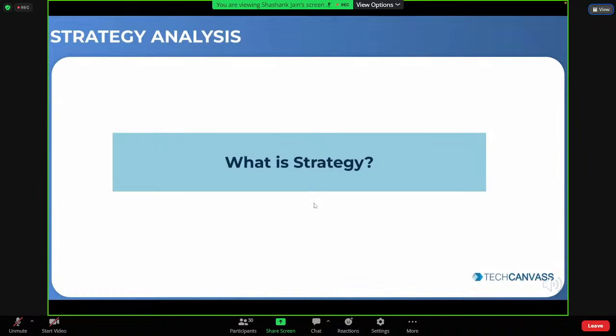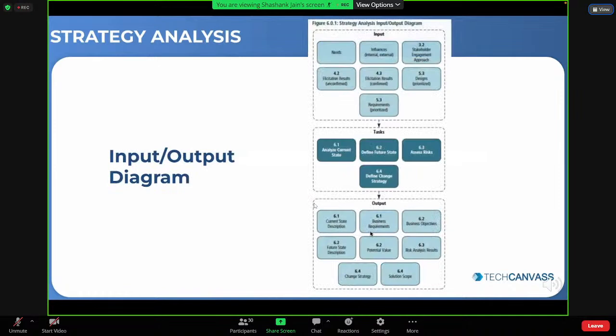So that's the strategy. This is the diagram. Those who haven't referred to or gone through BABOK version 3, for them this picture may be something new. Those who have already gone through it can get some idea. So this picture looks like this. There are three dotted boxes, as you see here. There is a box for inputs, a middle box for tasks, and the bottom box for the outputs.